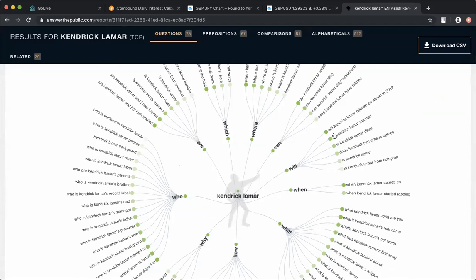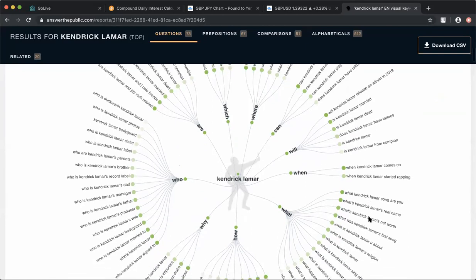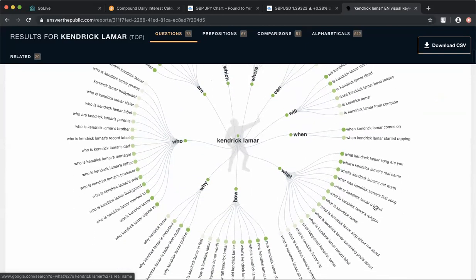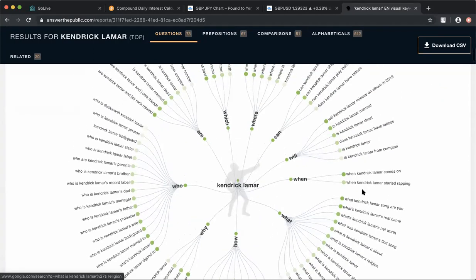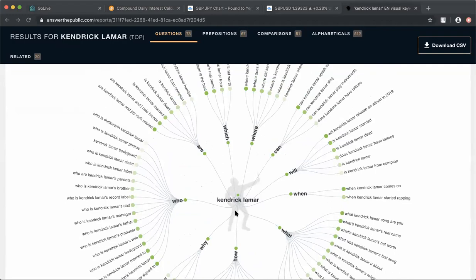So let's start on this side. Will Kendrick Lamar release an album in 2019? You can make a video on this. How excited would you be if Kendrick released a new album in 2019? Damn, what do you think he'll talk about? He should make a song like this song, or he should talk about this, right? Is Kendrick Lamar married? Damn, I don't even know. What's Kendrick Lamar's real name? Fun fact. Who is Kendrick Lamar's label?